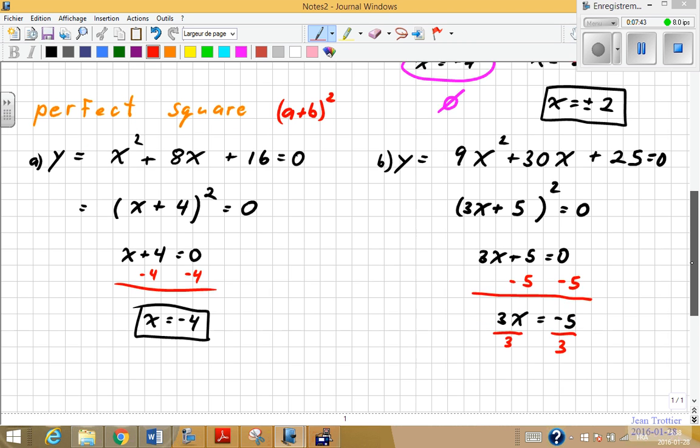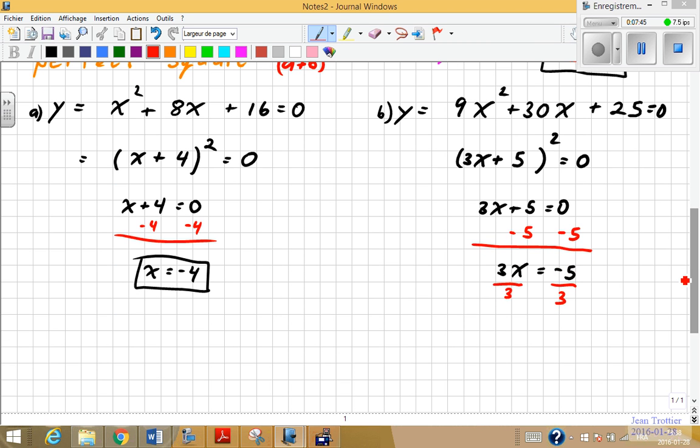Okay, I'll move this a bit. Should still be able to see the question. There we go. And we are left with x equals minus 5 over 3. And again, we get a single solution.